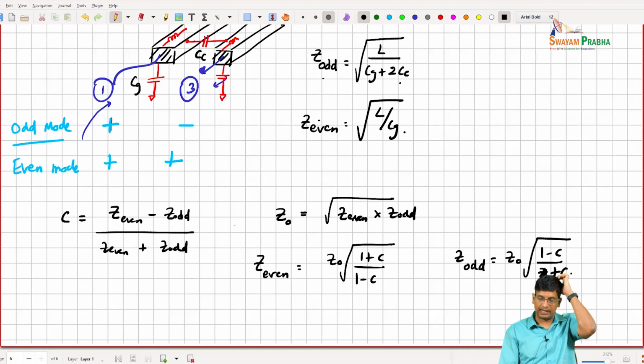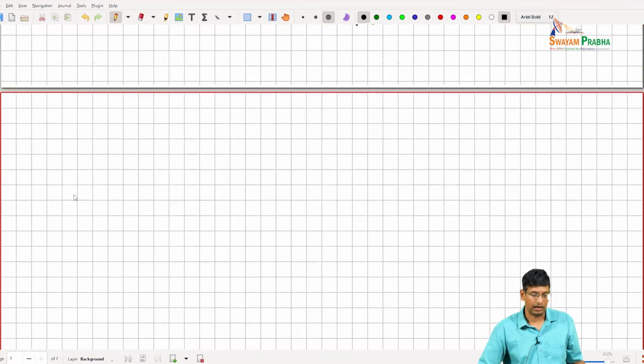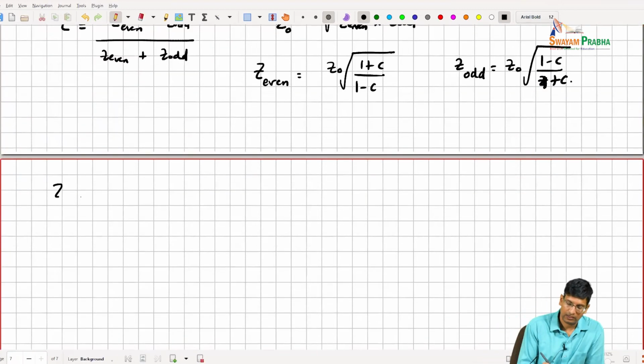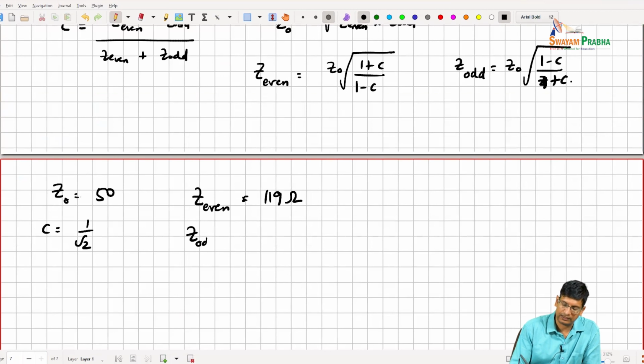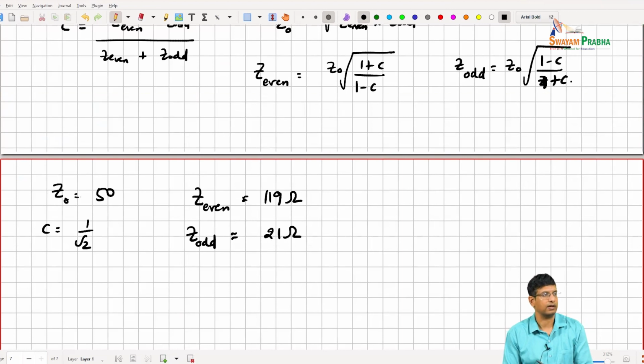So let's say that, for example, I want to design a coupler that is going to split power by 3 dB in a 50 ohm system, right? So then I have Z naught as 50, my C as 1 over square root 2, right? And then this tells me that I need a coupled line structure where the Z even is going to be of the order of 119 ohms and Z odd is going to be of the order of 21 ohms. Okay, so this becomes my objective.